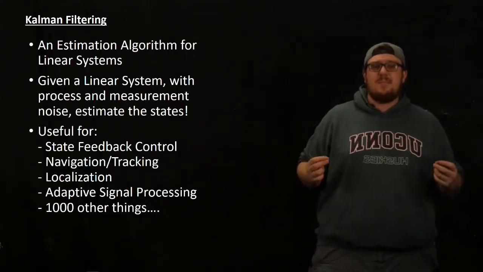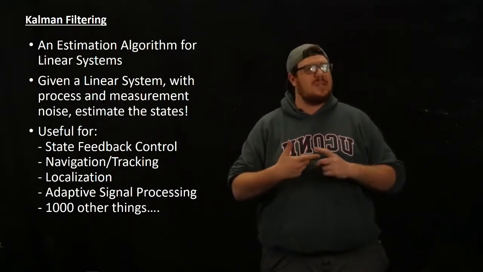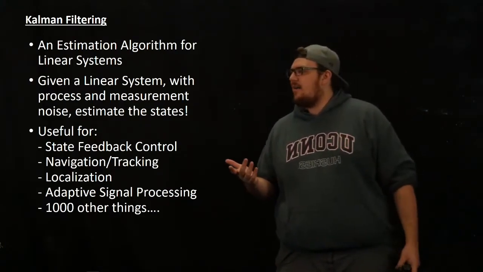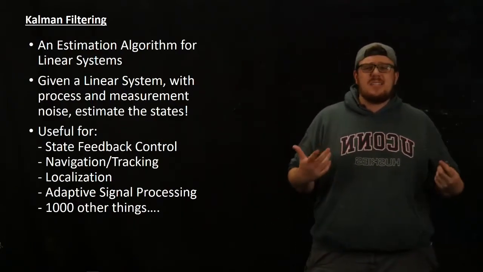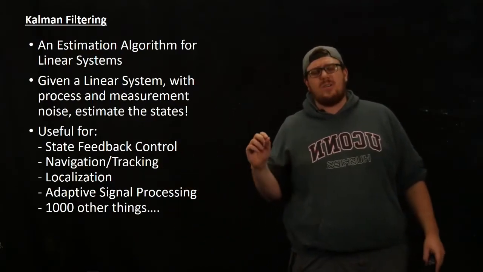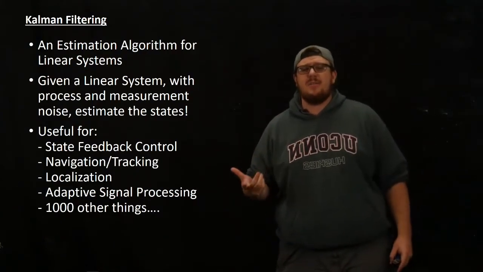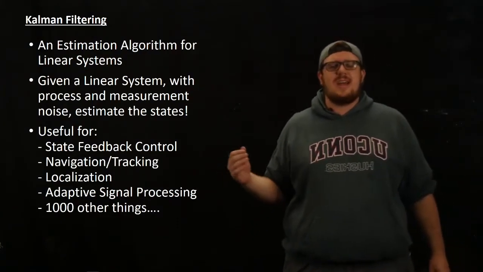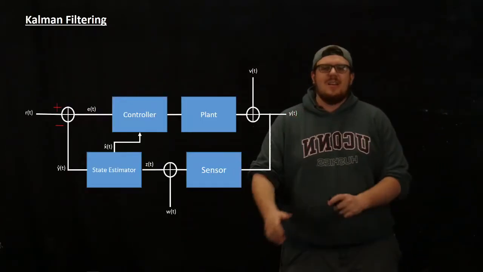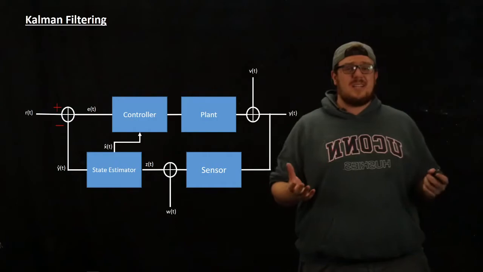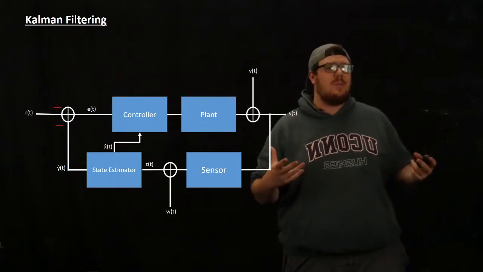You're going to try to estimate the states of the system. So position, velocity, voltage, whatever happens to be the states of your system. And this is useful for state feedback control, navigation and tracking, which is what I do, localization, adaptive signal processing, and about a billion other things. So this is basically an overview of where you would come in with a Kalman filter.